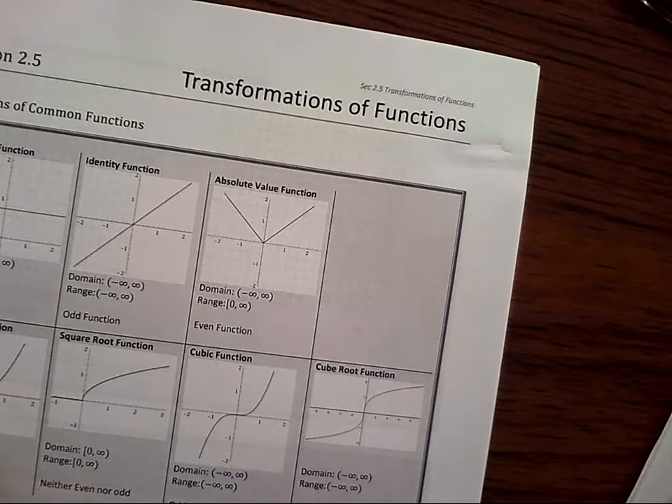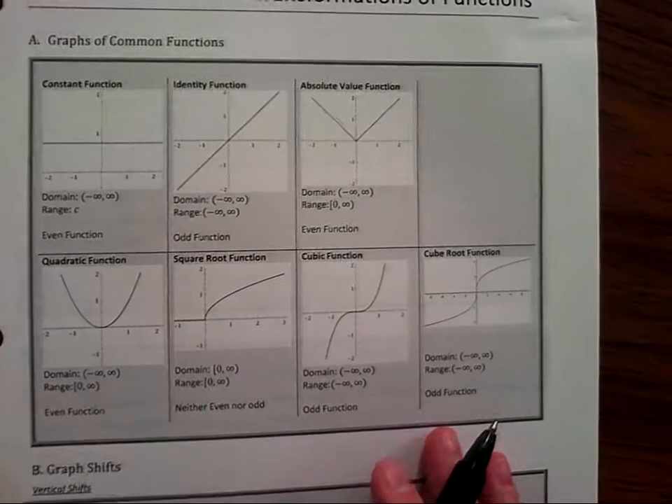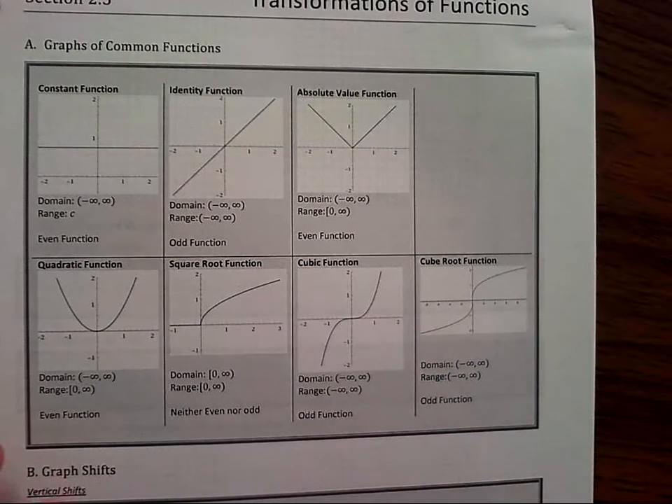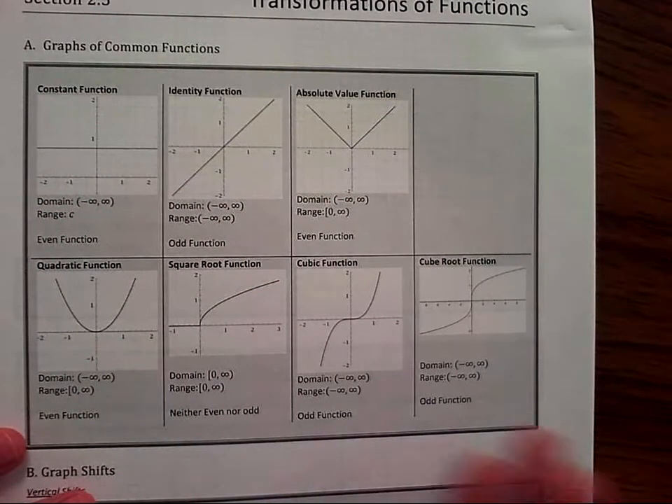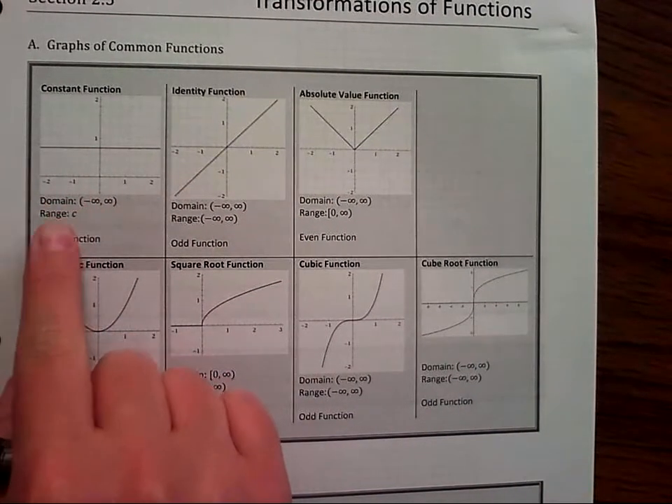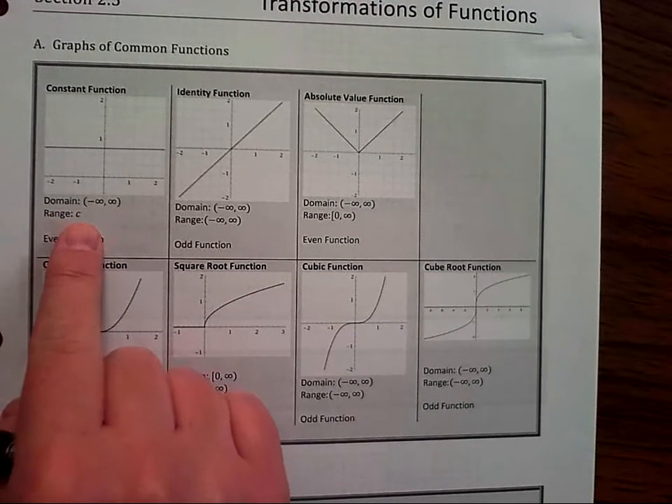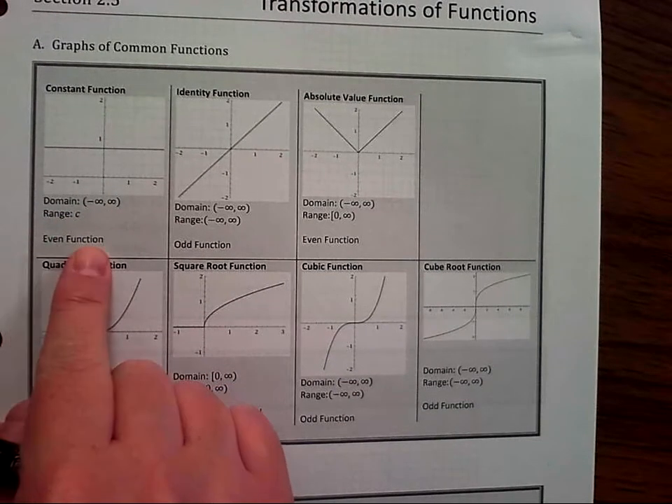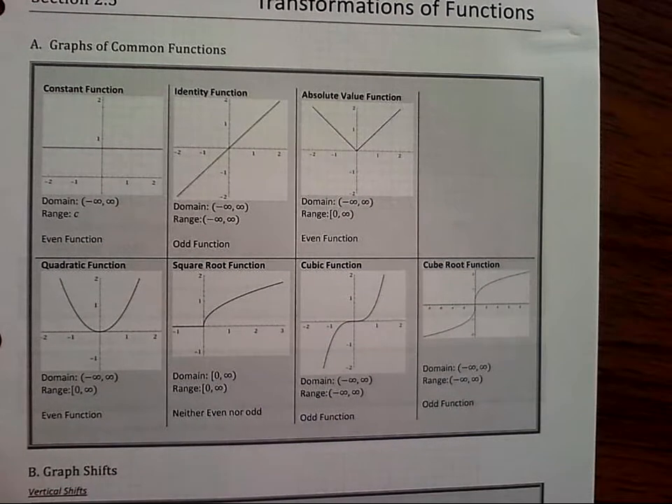All right, so transformations of functions. These are different types of graphs that we're writing down, and we should know what they look like now. So a constant function, the domain is negative infinity to infinity, the range is c, and this is an even function. What's the equation or the formula for a constant function?